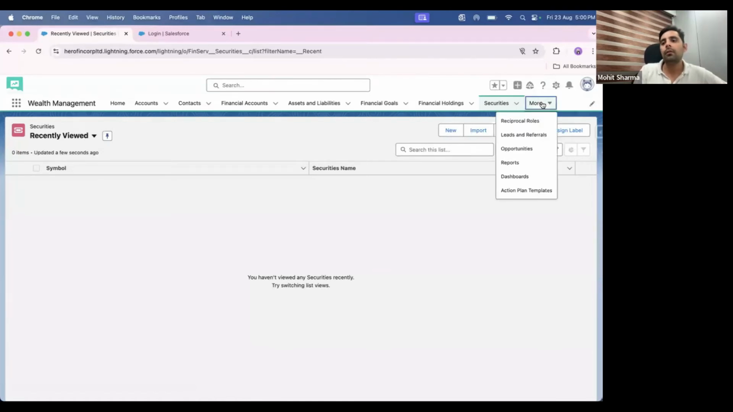And on top of it, we will also be talking about reports and dashboards and how these are configured, and how we can use them as a business user or as an end user on a day-to-day basis. So this is what we will be talking about in our next discussion.